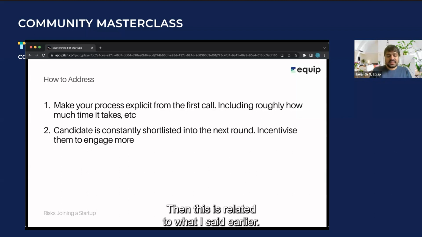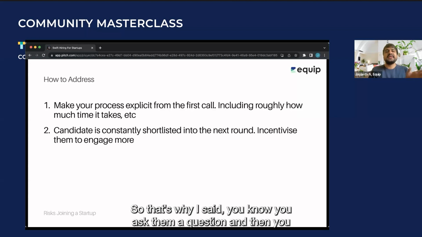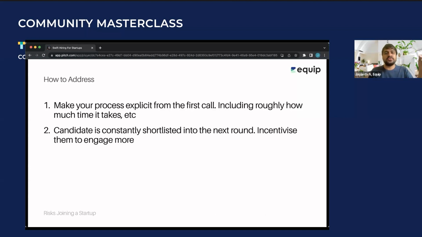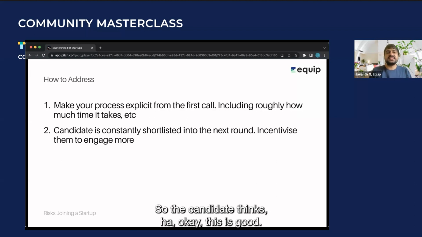Then this is related to what I said earlier. At every stage, make the candidate feel like they've unlocked one level. Okay, so that's why I said, you ask them a question and then you only care about the candidates you are going to shortlist, the ones whom you don't care about. So think from the candidate's perspective, right? They have answered a question and then you've said, now you're shortlisted. So the candidate thinks, okay, this is good. I think I can get into the company.